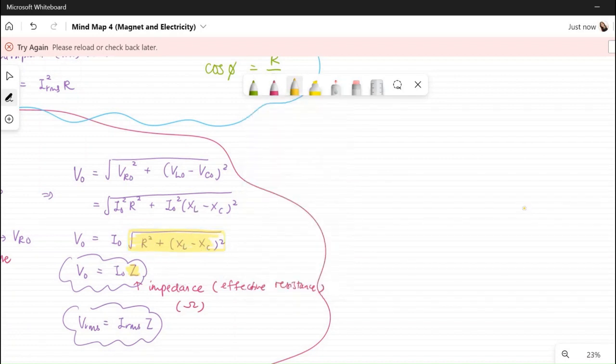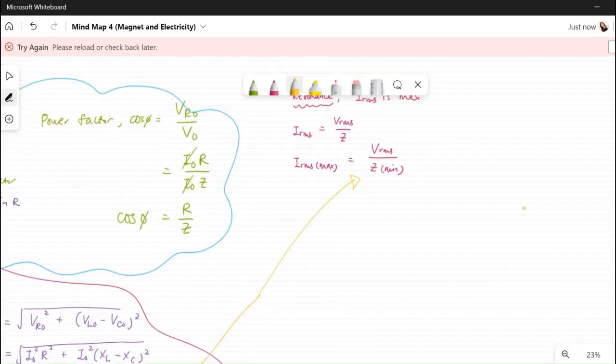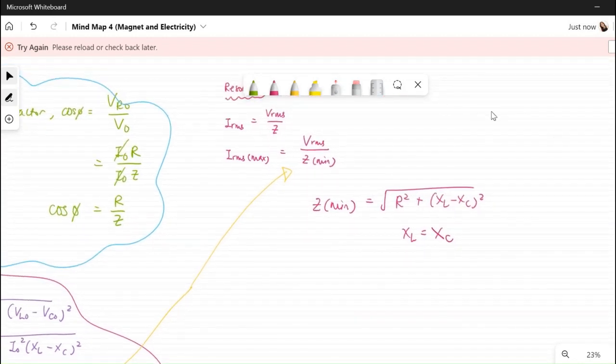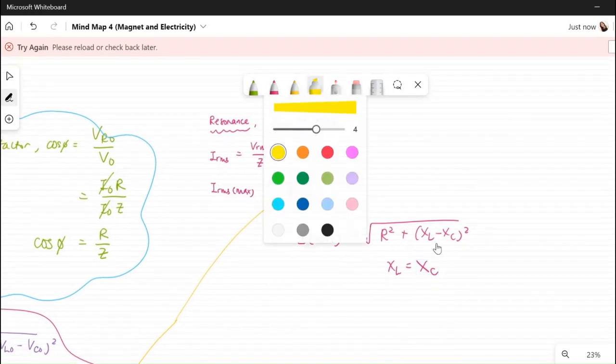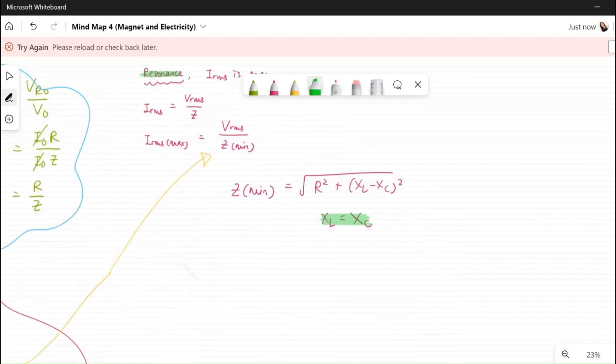So using this expression of the impedance, to get the Z minimum, where Z is the square root of R squared plus XL minus XC squared, means XL is equal to XC, because R cannot be 0. The only way to get the minimum impedance is for this term to be equal to 0. So how to get this term 0? XL is equal to XC. So for resonance to occur, the condition is that XL must be equal to XC.